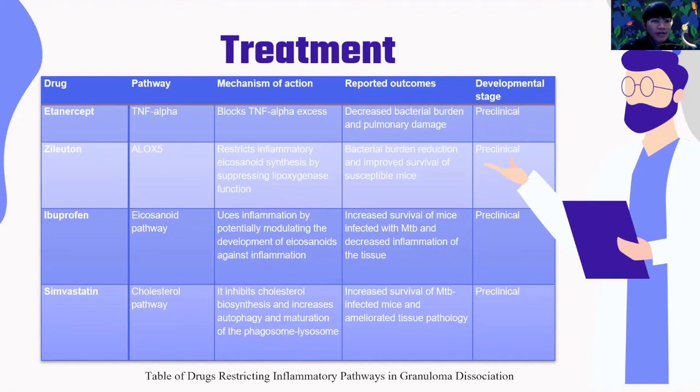And the second one is zileuton, a 5-LOX inhibitor, and the mechanism is to restrict inflammatory eicosanoid synthesis by suppressing lipoxygenase function. And the reported outcome is bacterial burden reduction and improved survival in susceptible mice. And the developmental stage is preclinical.